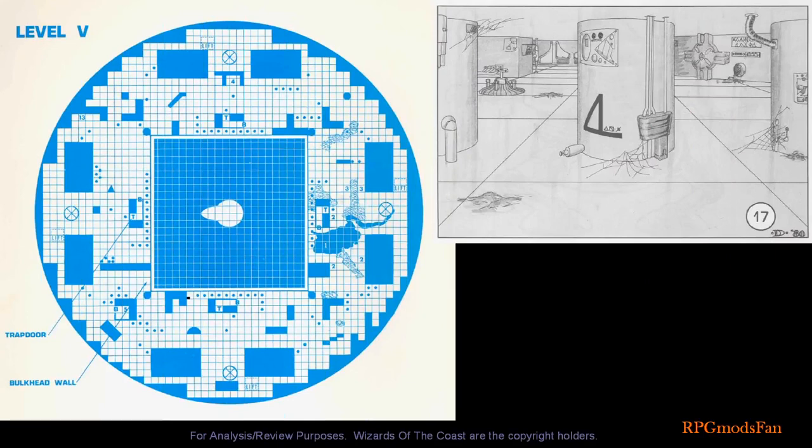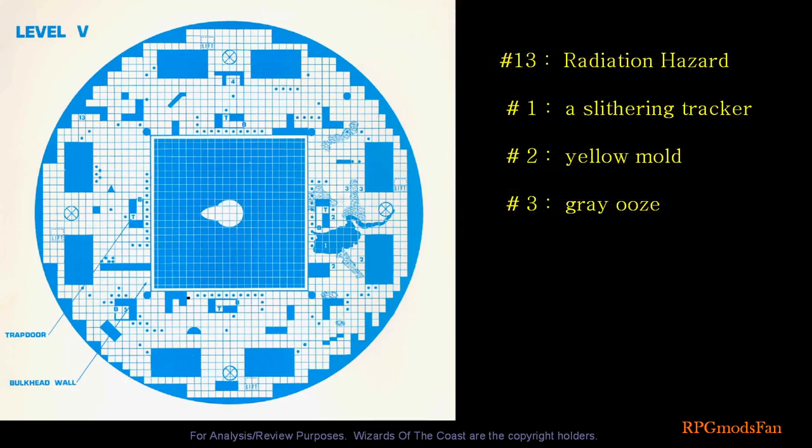As in Level 2, Level 5 is a service and utilities deck. This level is damp and has shallow pools of water in a few places. As before, areas numbered 13 are radiation hazards. Man, Gary should have been consistent with his numbering conventions. The other dangers here are a slithering tracker in a shallow pool at area number 1, yellow mold at areas numbered 2, and gray oozes at areas numbered 3.